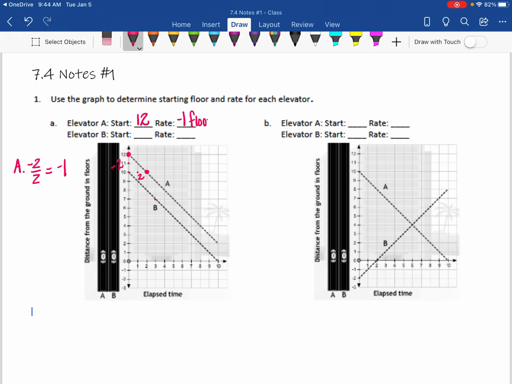Okay, so for A, I'm falling 2, running 2, divide: negative 1 floor per second. And I'm just going to use that slash instead of writing that all out. Okay.